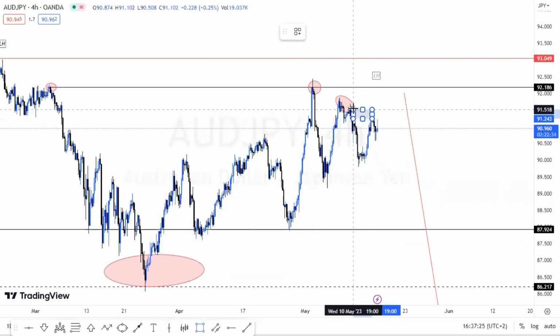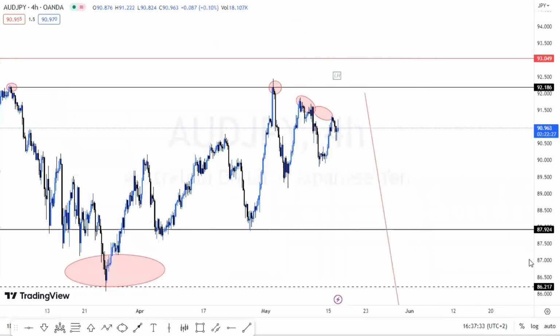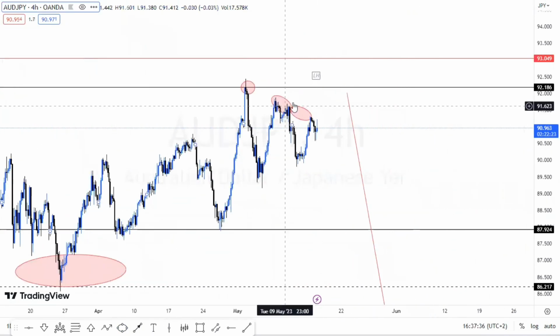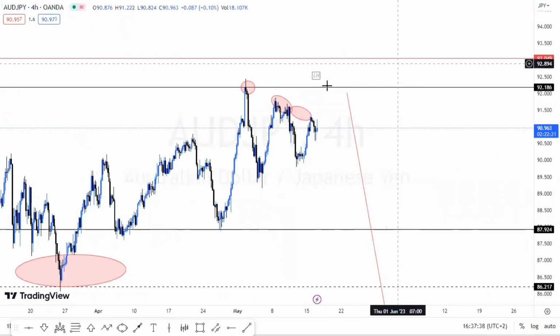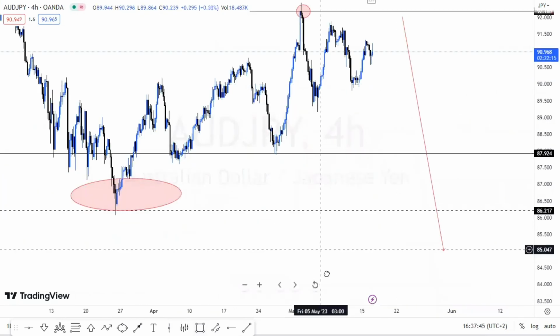So the sellers are strong, guys. The sellers are strong. The buyers are getting weaker. We just need a good price to start selling. Let me remove this. But then you can see the dynamics in the markets, guys. You can see who has the power, who has the control.